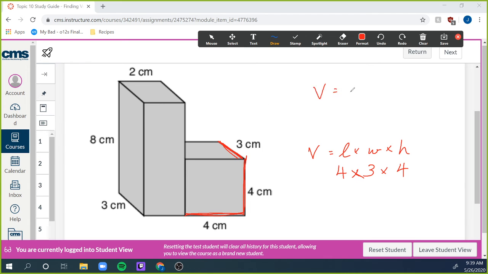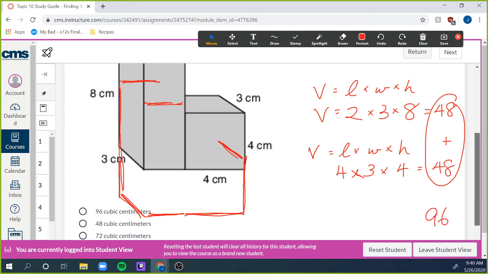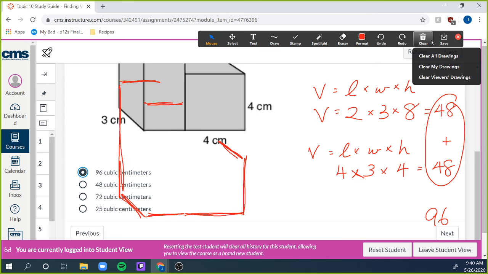For the other prism, we're going to use length times width times height again. And we have a length right here, which is the same length as this. And this one right here tells us it's 2. It has a width of 3 and a height of 8. So we have all the dimensions for all the prisms. 2 times 3 is 6, times 8 is 48. 4 times 3 is 12, times 4 is 48. So when you combine these two, you get 96. So we're going to go ahead and click in 96 cubic centimeters.